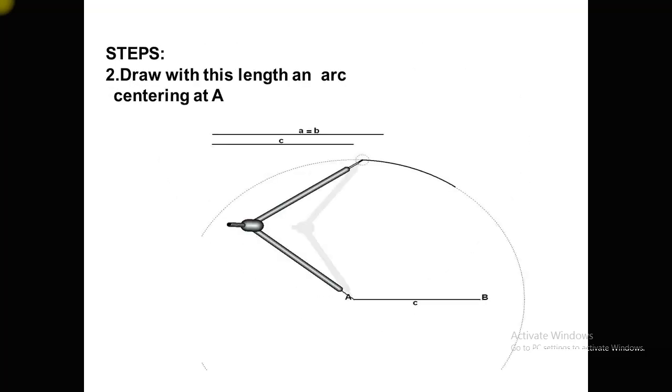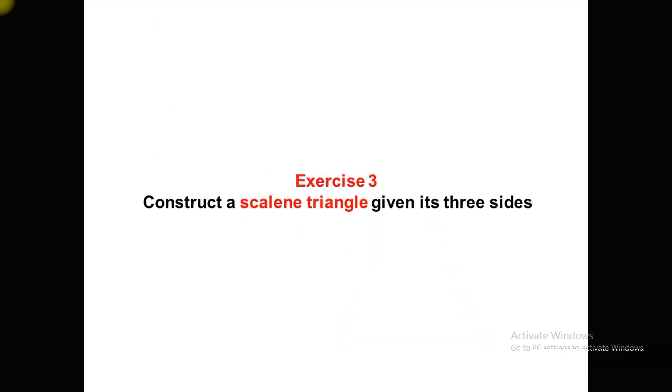Now today, in the third exercise, we are going to discuss how to construct a scalene triangle. In a scalene triangle, its three sides are given. In the given data, we have the measurement of three sides. A scalene triangle is a triangle in which the lengths of all three sides are different. This triangle is also called a different sided triangle. Now, how to construct a different sided triangle?